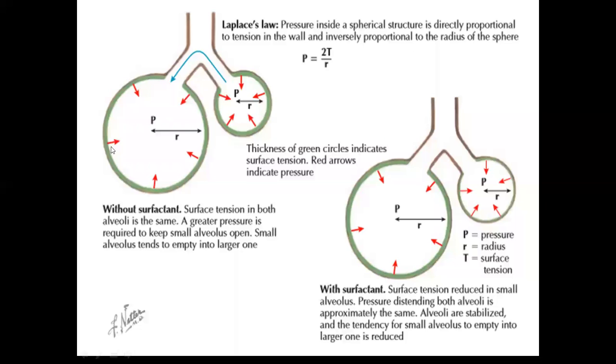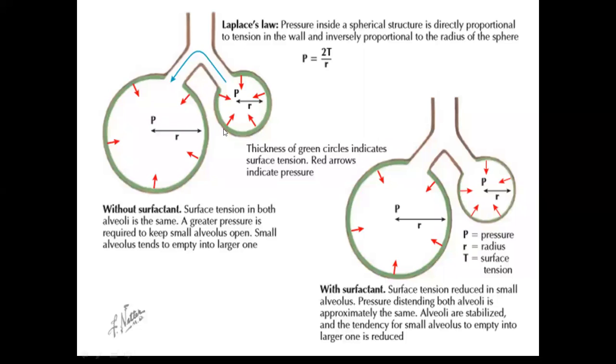Now surface tension exerts a force or a pressure, and the function of that pressure or force is to collapse the alveoli. So the bigger the surface tension, the bigger the pressure inside the spherical object to collapse the alveoli.